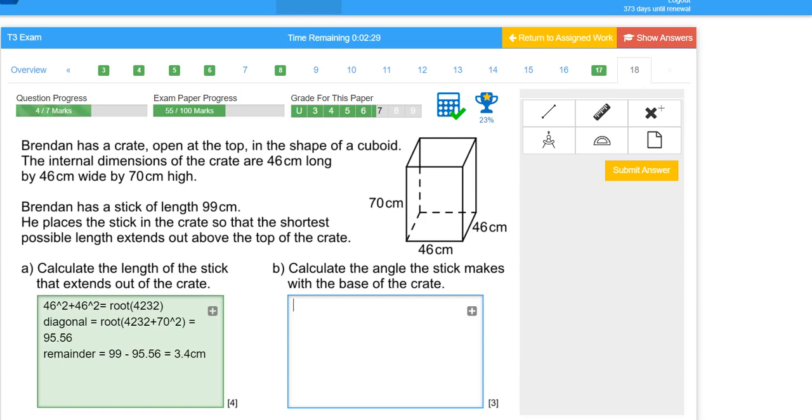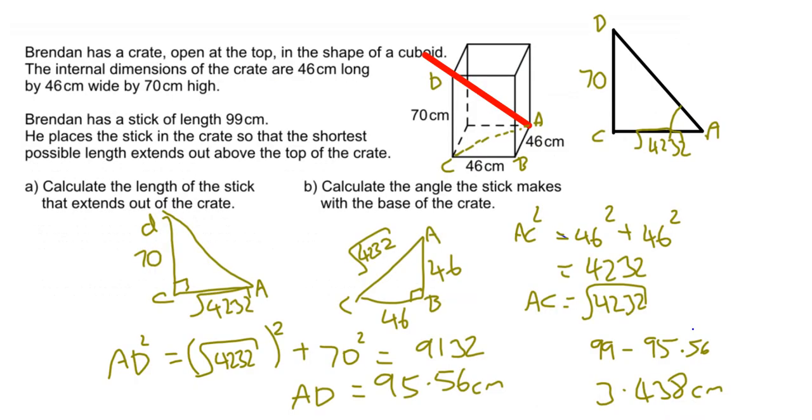Again, we're doing SOHCAHTOA. And here you can see I've drawn the triangle again. That's the one that was here. And basically I want this angle here. That's the angle made with the base. And so I'm going to say that's my opposite. That's my hypotenuse. That's my adjacent. I'm going to use my tan.